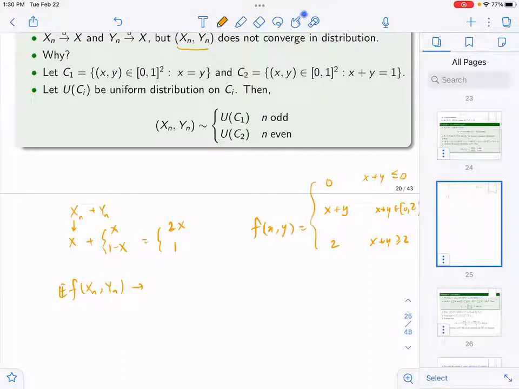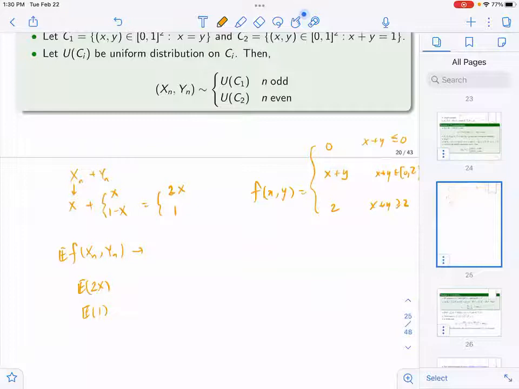And because this is going to be in 0 to 1, 0 to 2, and this is in 0 to 2, it's as if we're applying it just to this part. And so it's easy to see that this is going to be like expectation of 2x and expectation of 1 for even or odd sequences. And these are going to be different. So the expectation of this would be, so actually this is equal. Okay. Did not work.